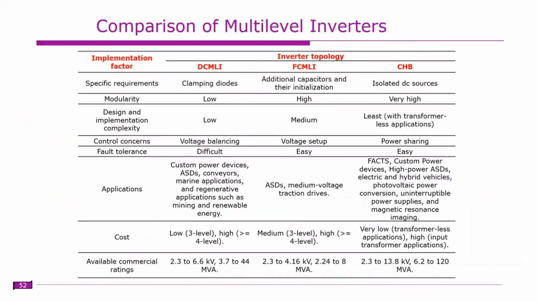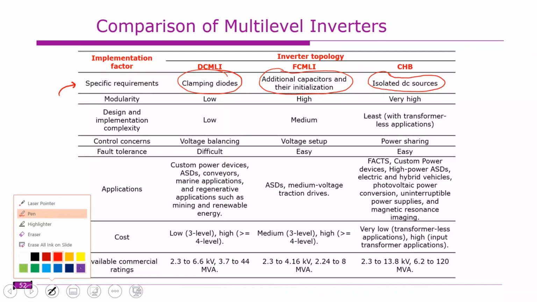So this is the overall comparison of these multilevel inverters. The first point is the specific requirement. For diode clamp, you require clamping diodes. In case of flying capacitors, you require additional capacitors and their initialization. The meaning of initialization is the pre-charge of these flying capacitors. In case of cascaded H bridge, you require isolated DC sources.